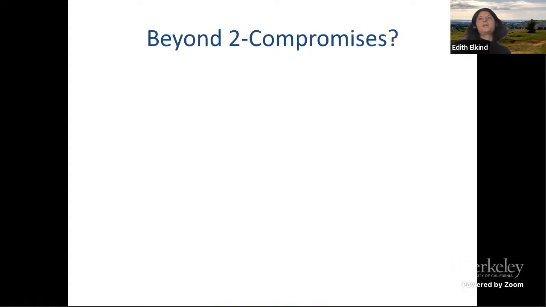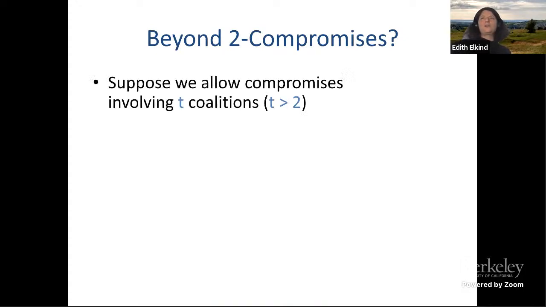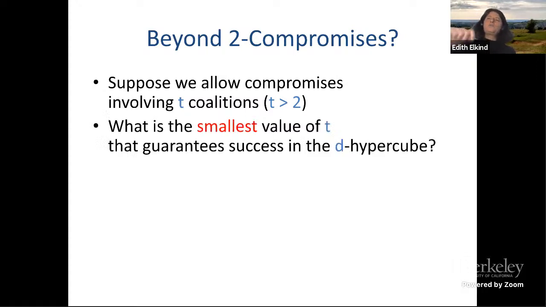Right, so the question one can ask more generally, so what if we allow compromises allowing more than 2 collisions? Right, so suppose we allow as many as t collisions for some t greater than 2. Right, and our metric space is hypercube. So what value of t would be sufficient for convergence? Right, so what is the value of t that guarantees convergence to majorities, to the most supported proposal in the hypercube?